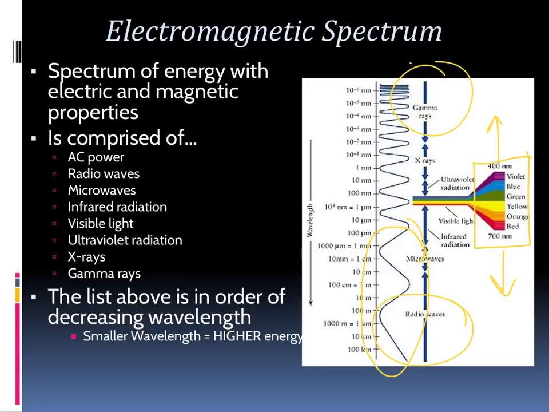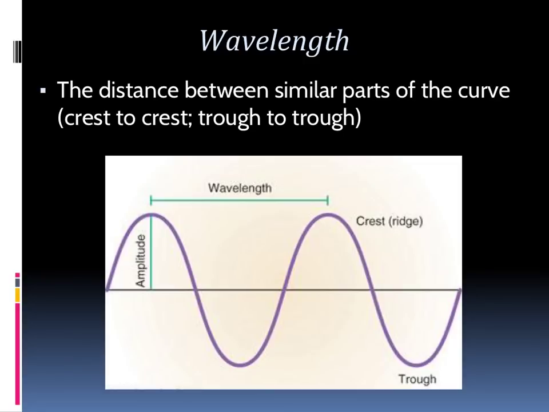As you move up to the gamma end of the spectrum, wavelength becomes very short, energy is very high, and frequency is also very high. It'll have a very high frequency.